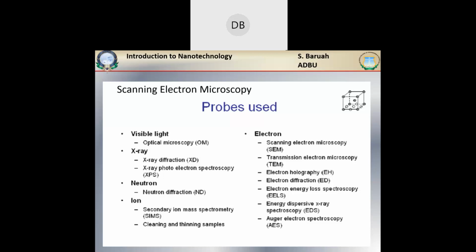Now talk about X-rays as the probes. X-rays typically are used for two different techniques. One is called X-ray diffraction, in short written as XRD, and the other is X-ray photoelectron spectroscopy, called XPS.